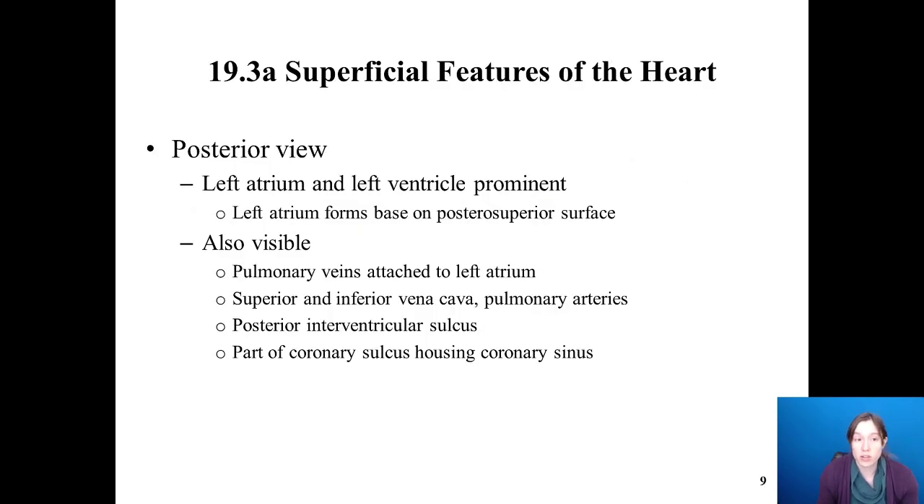So on the posterior surface of the heart, we can see the left atrium and the left ventricle are more prominent. So we can see the left stuff a little bit better on the posterior view. The left atrium forms the base on the posterior superior surface, right? So remember, the base is superior. Also visible are the pulmonary veins attached to the left atrium. We can also see the superior and inferior vena cava and the pulmonary arteries well from this view, as well as the posterior interventricular sulcus and part of the coronary sulcus on the back that houses the coronary sinus.